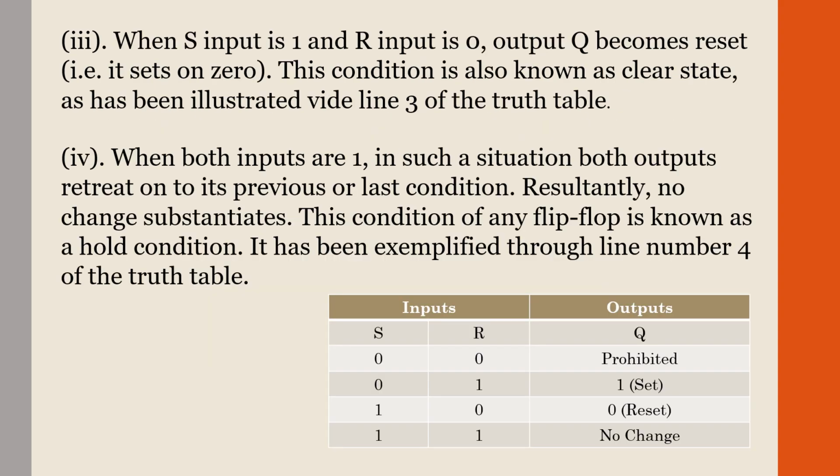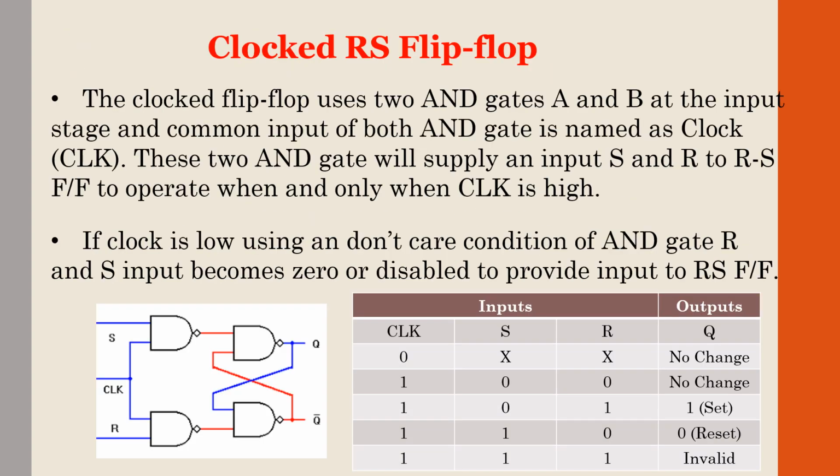When S input is 1 and R input is 0, output Q becomes reset. This condition is also known as clear state, as has been illustrated by line 3 of the truth table. When both inputs are 1, in such a situation both outputs retain their previous or last condition. Resultantly, no change occurs.